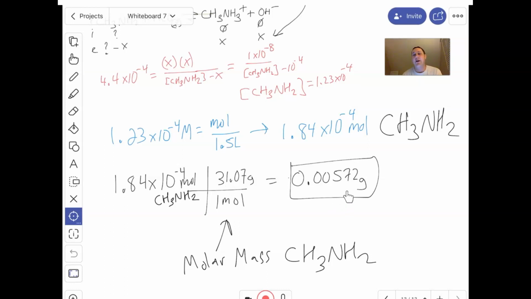That's a real small grams amount. It's like a little over 5, almost 6 milligrams, it looks like, in 1.5 liters of water, and we should get that pH of 10. So that's a pretty tough, involved question, but there you go. It's done, and hopefully you got close to the answer, if not got the answer.